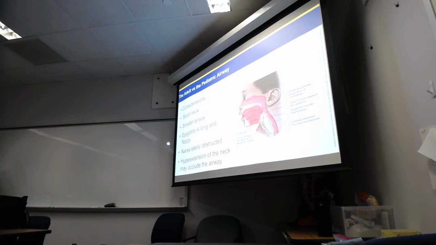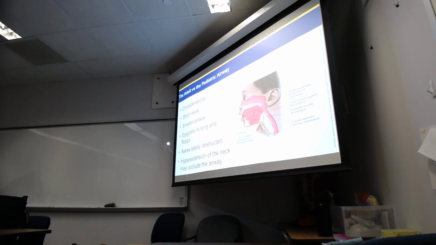So we already hit this. The airways themselves are smaller. The epiglottis is long and floppy. The tongue is large and bulbous. These are good things to have in the back of your mind when you're dealing with the pediatric airway, and you'll see it firsthand once we go into the lab. These mannequins are still pretty easy to intubate just because it's plastic, and again, it's a head on a board, not a whole body. But you'll be able to see that there's not a lot of room to work with in here.